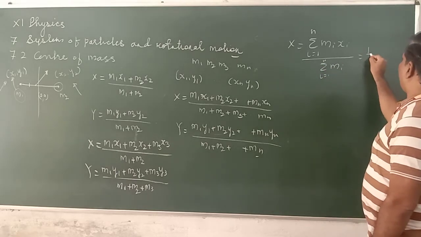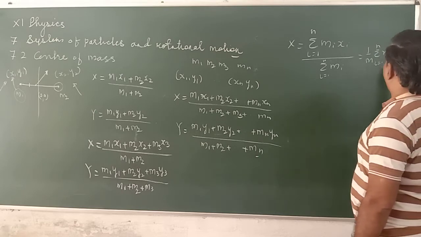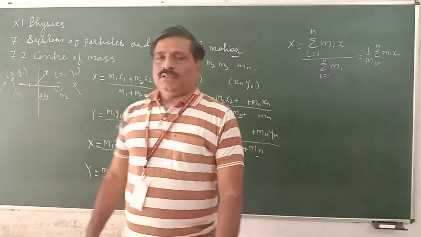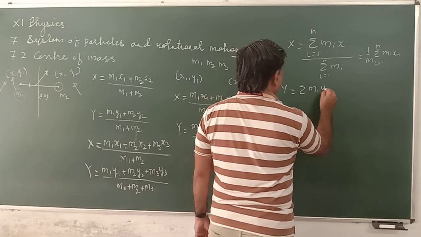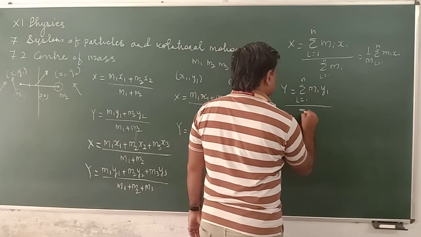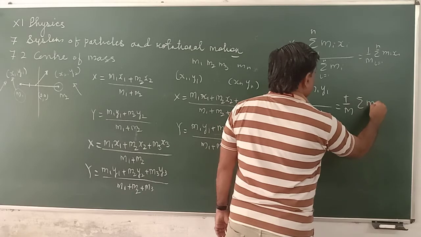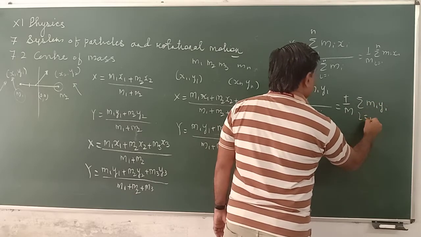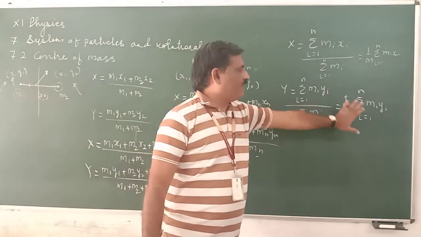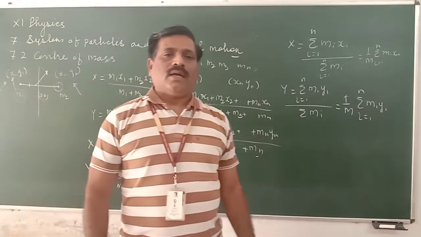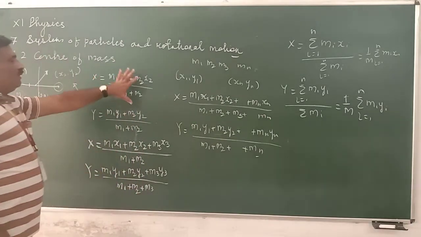This is equal to 1 by m, summation mi xi, i from 1 to n. In a similar way, the y coordinate is equal to 1 by m, summation mi yi, i goes from 1 to n, where summation mi is equal to m. Summation signs you all understand. This sigma is a Greek alphabet, and it is replaced by summation. From these cases, you can easily understand all this.